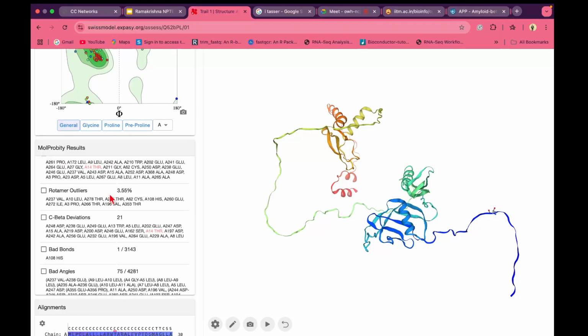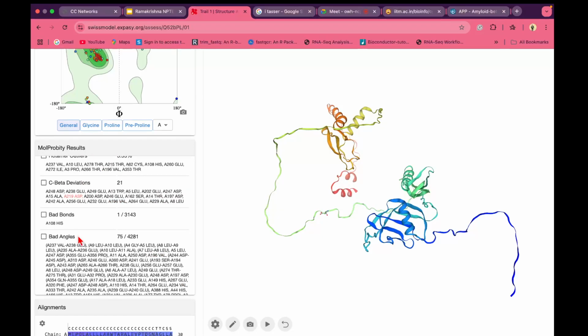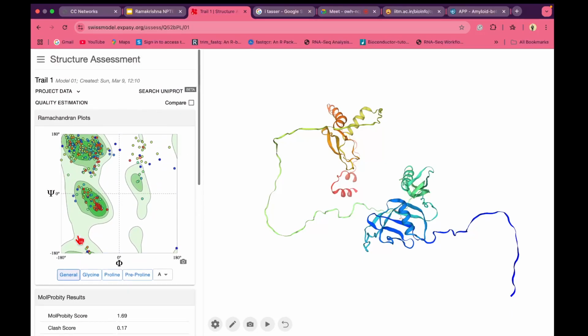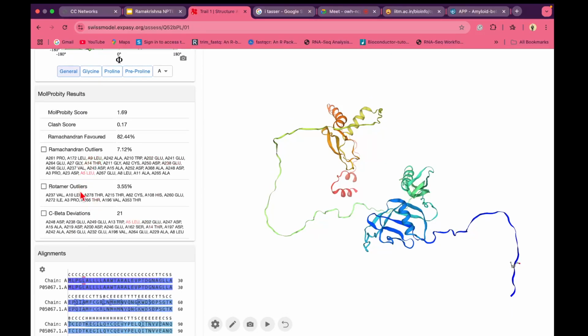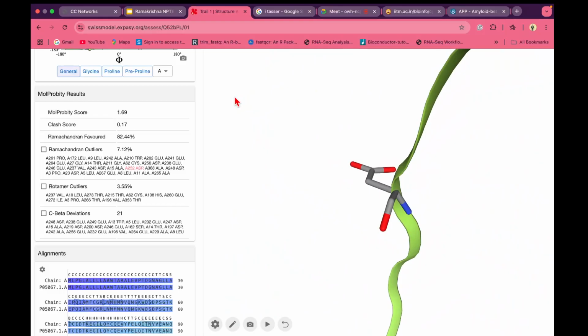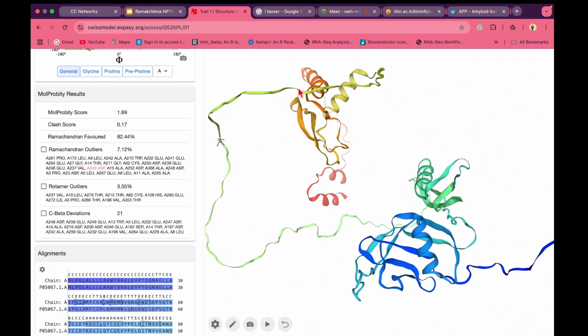The rotamer outliers, C beta deviations, bad bonds and bad angles are based on the clashes. So the lesser the number of outliers and the lesser the number of clashes, the more accurate or good is the quality of the predicted structure. So this is one such method.